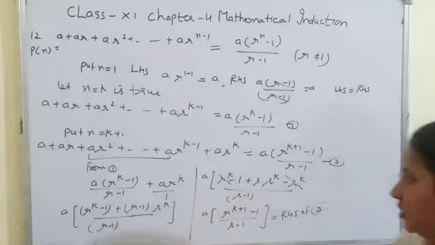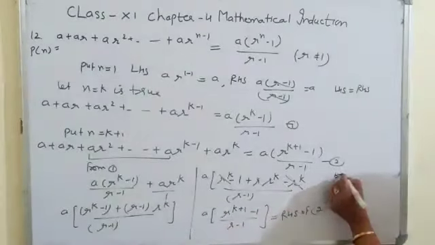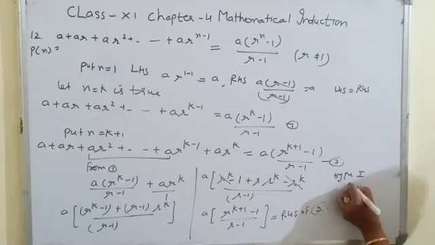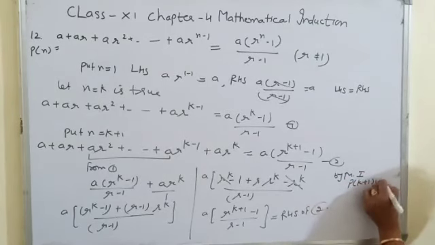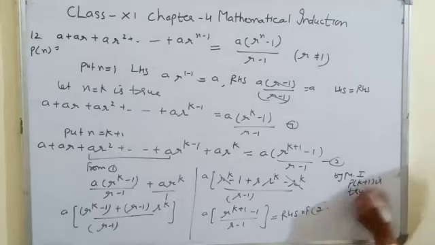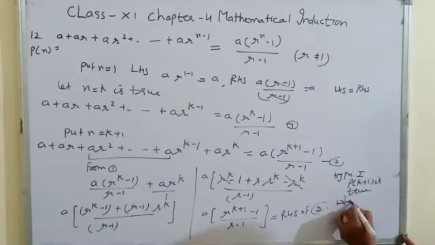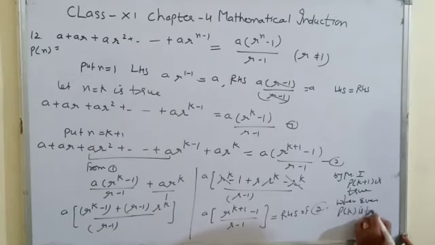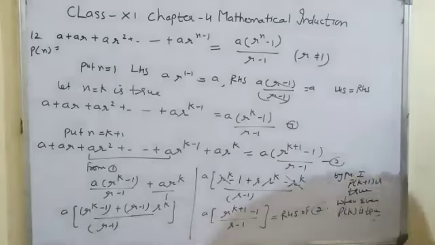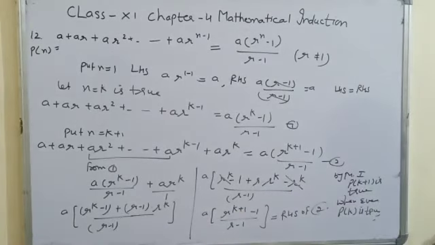Again we can write here by using the principle of mathematical induction, Pk plus 1 is true whenever Pk is true. You have to mention this line at the last of every question. If Pk is true, then Pk plus 1 is always true, and we have given a proof for this statement. This was question 12.